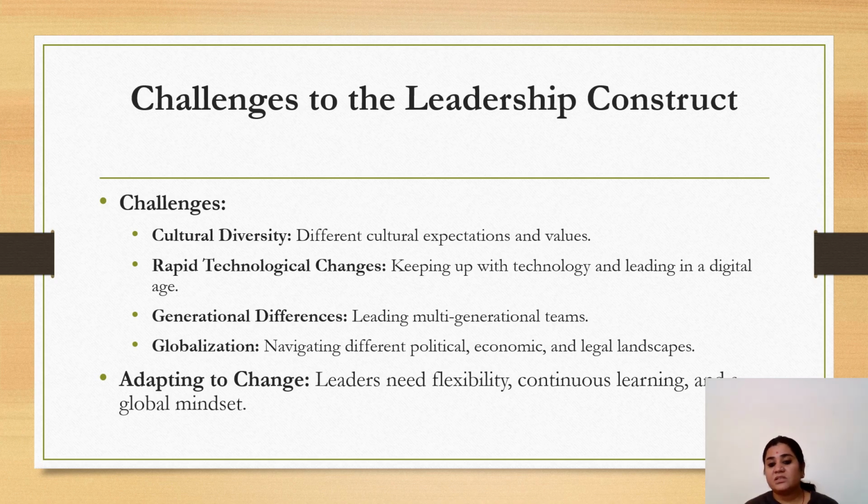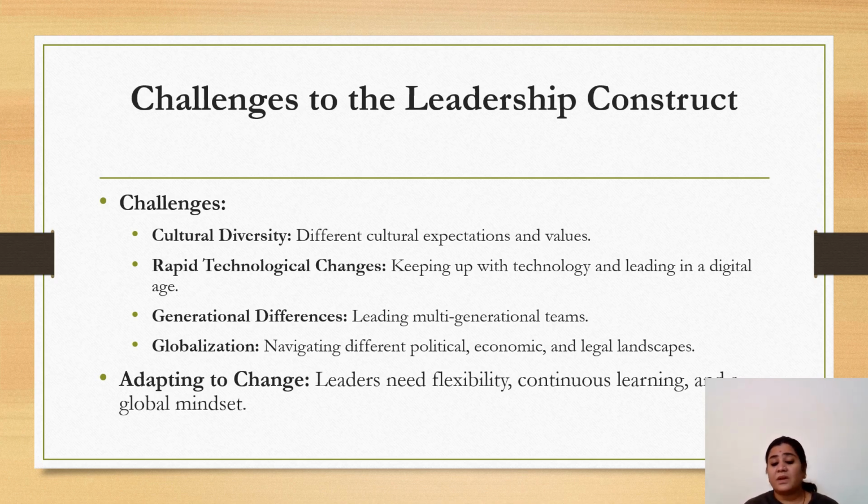Then we have generational differences. Multi-generational teams include baby boomers, Generation X, millennials, and Generation Z in the same organization, each with unique values, communication preferences, and different work expectations. Then we have the globalization problem. Operating in a globalized environment involves dealing with diverse political systems, economic policies, legal frameworks, and cultural differences. These are the major problems which leaders are facing nowadays.